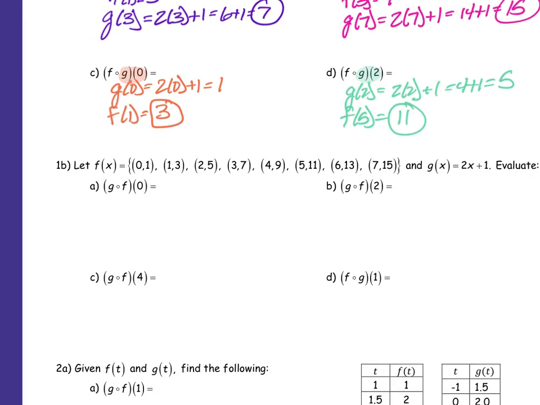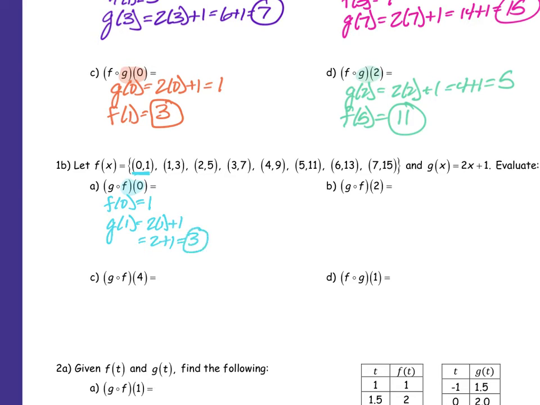So we just don't have a random time to do this in. We actually have a time to do it in, but I forgot. So f of 0, right? I'm going to find f of 0, which is right here. That equals 1. And then I'm going to find g of 1, which is 2 times 1 plus 1, which is 2 plus 1, or 3.